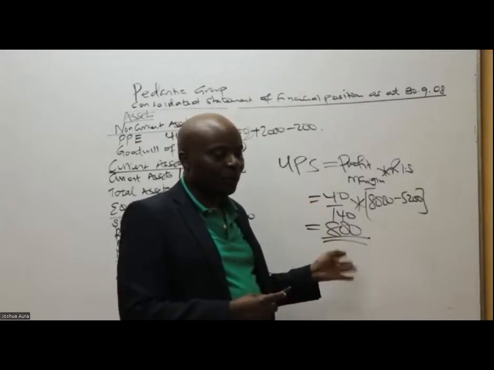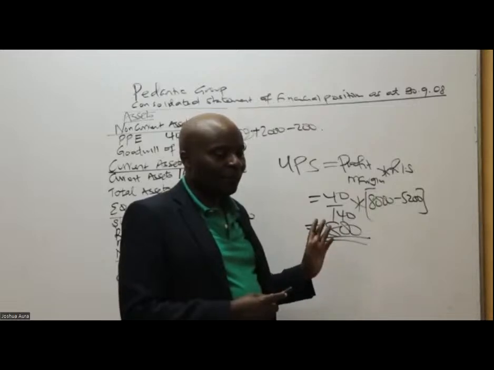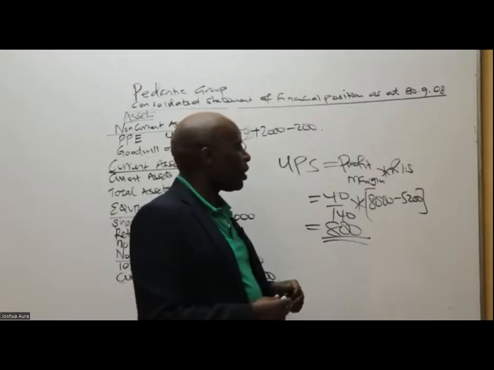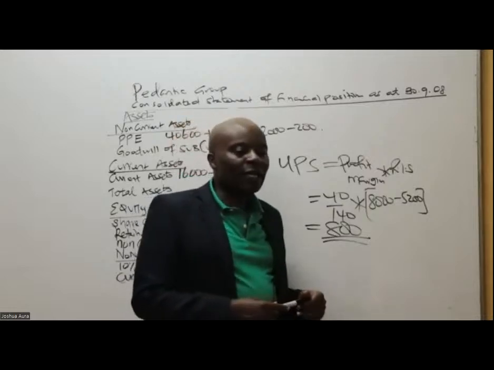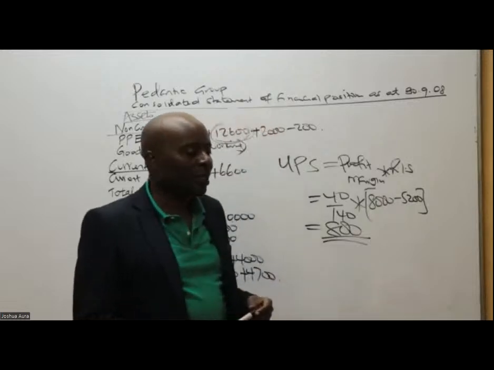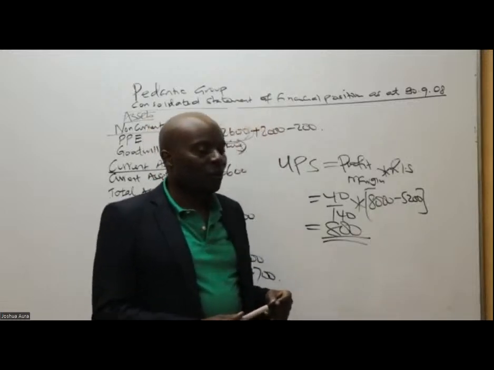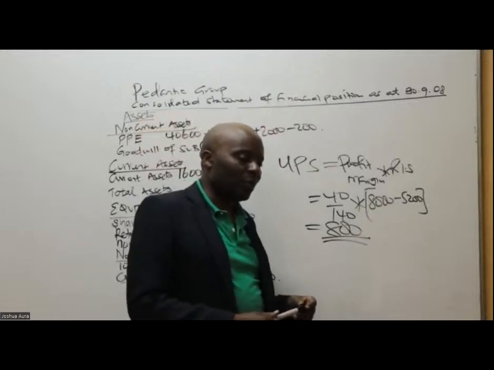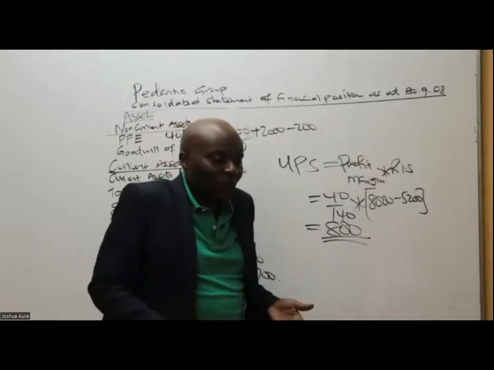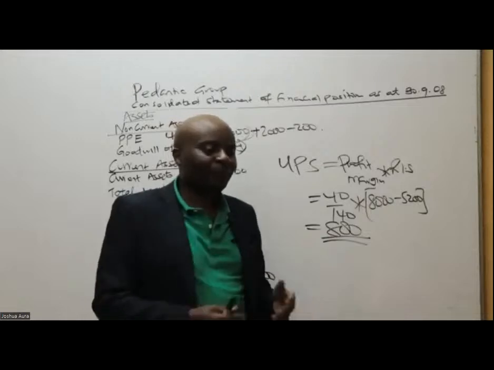Write there that UPS is never time apportioned. Don't ever apportion UPS. And once you have gotten this UPS, could you kindly tell me the accounting treatment? In the group statement of financial position, how should I treat UPS?